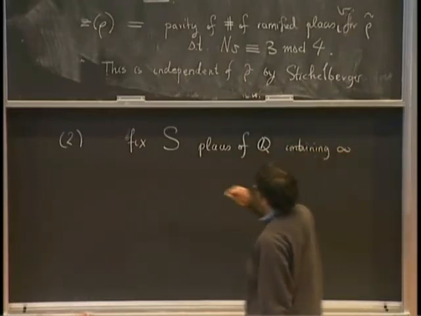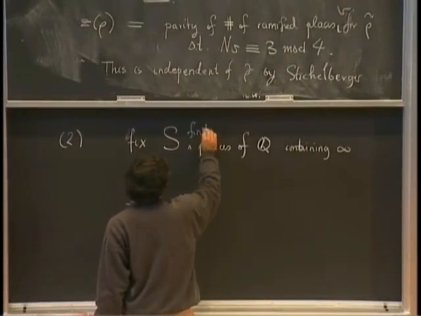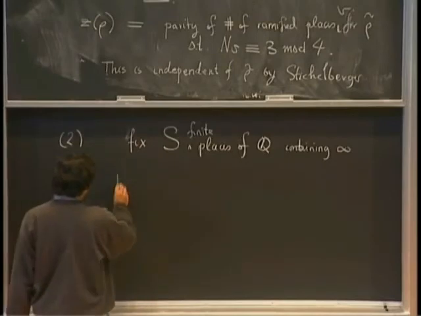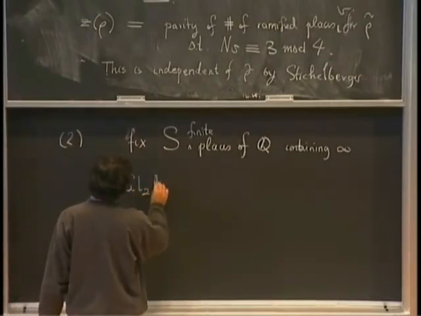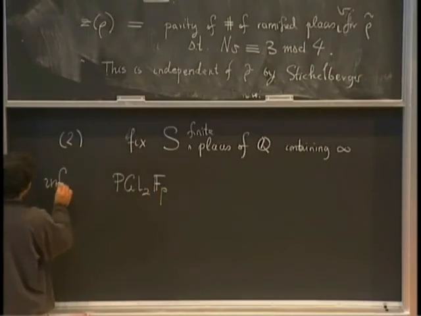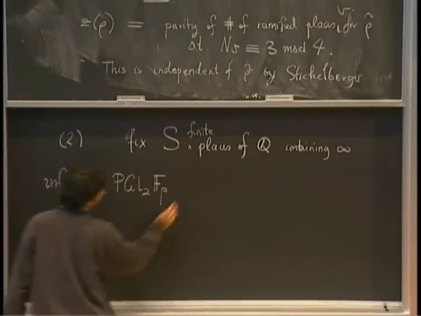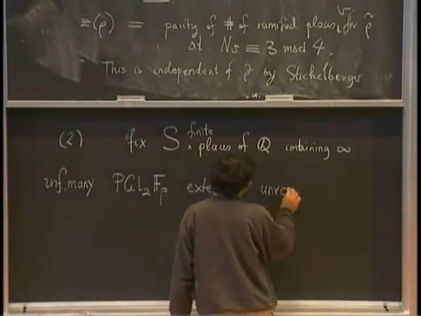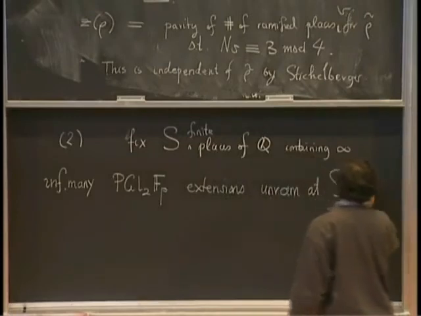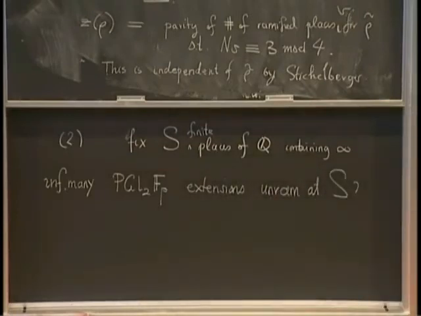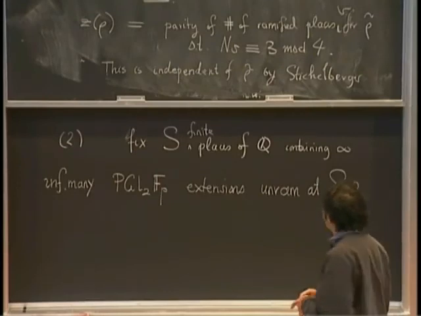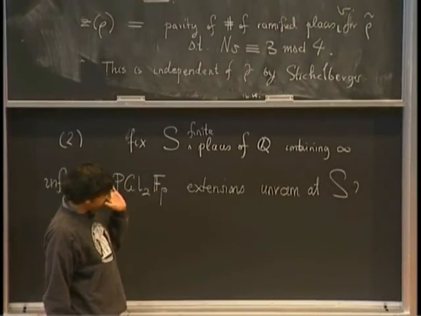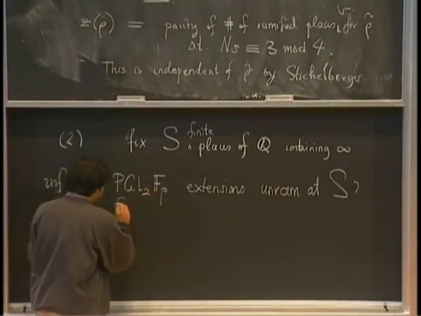All I wanted to say here was that the number field is Q now. And so what we want to ask is, are there infinitely many PGL2 F_p extensions, for some prime p, unramified at S? For varying p. So, are there infinitely many extensions for some p?